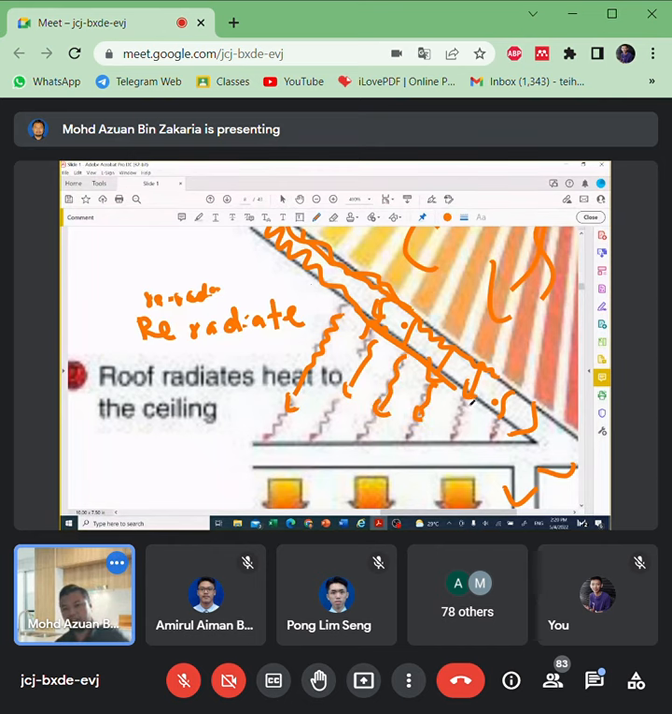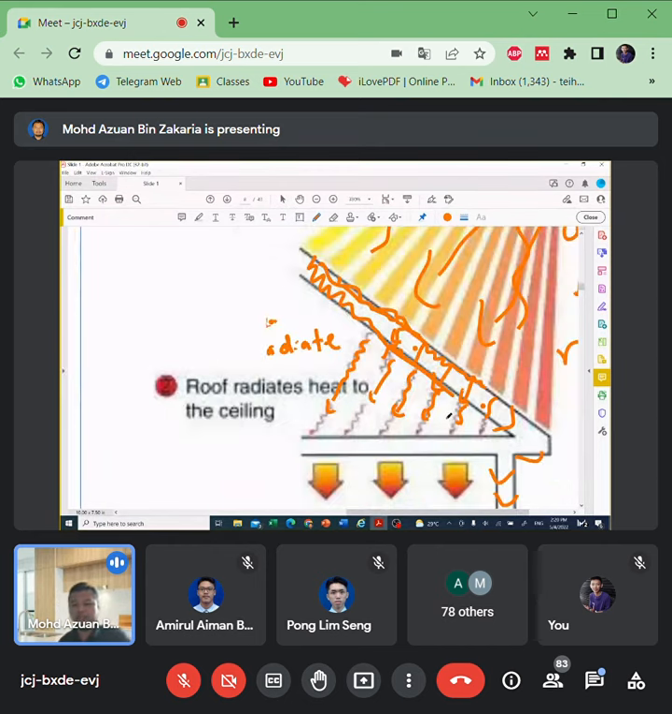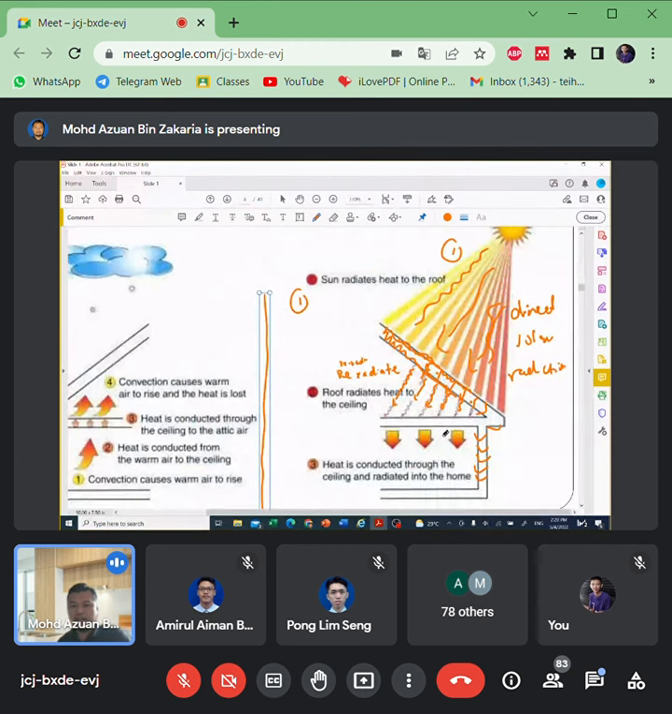To the ceiling. So what happens if it re-radiates to the ceiling? Then it will make the ceiling hot, and then the hot ceiling will re-radiate the heat inside the room. Okay. So what happened here is a combination of solar radiation and also conduction inside the room.